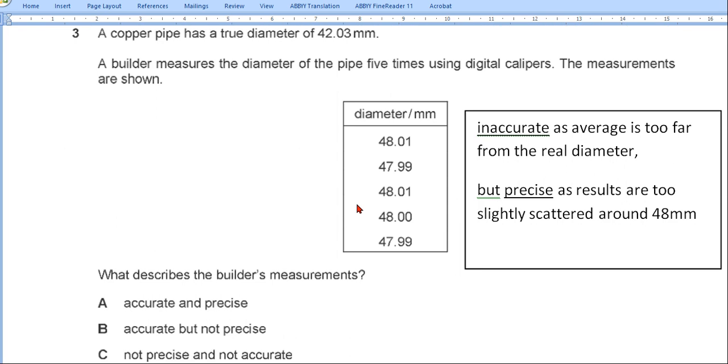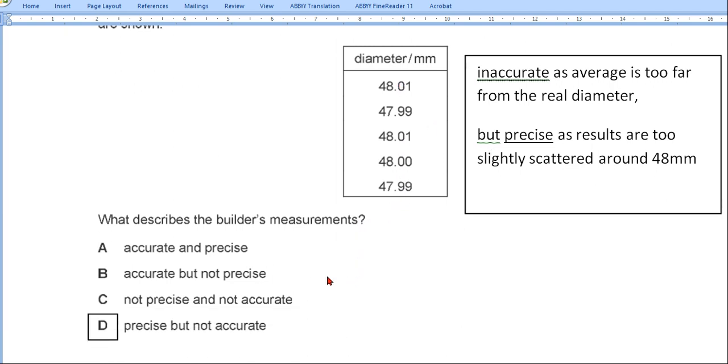A copper pipe has a true value of 42.0 millimeters. A builder measures the diameter of the pipe 5 times using a digital caliper. The measurements are shown. What do we see? The measurements are inaccurate as the average is too far from the real value, 42 millimeters, but precise as the results are only slightly scattered around 48. So all of them are about 48. So it is answer D, precise but not accurate.